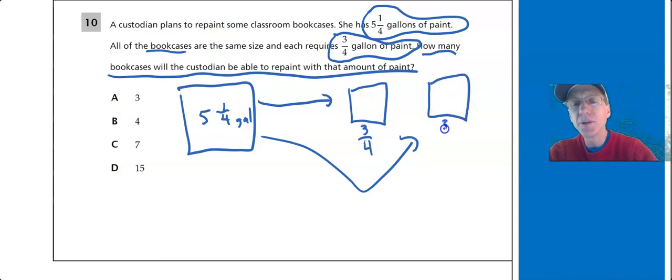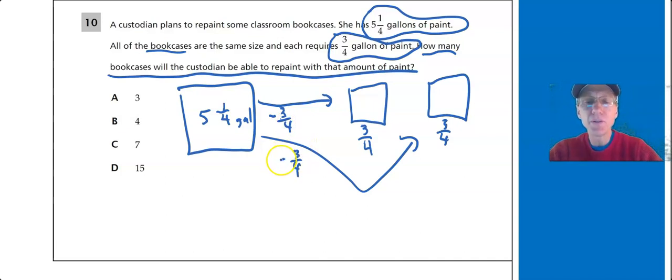And she's taking out 3/4. So she's taking out, notice, so that tells us right there what's going on. She's subtracting 3/4 each time. She's subtracting 3/4. So if you're subtracting over and over and over again, think about what kind of a problem that is.